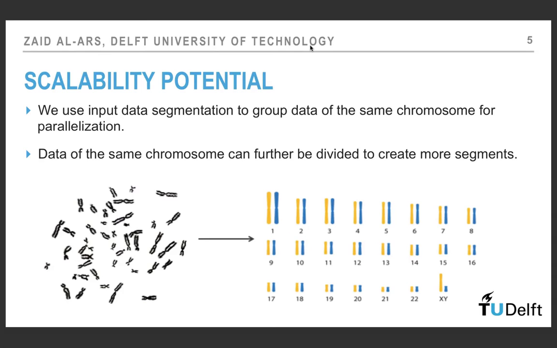And the idea is that we are able to process each one of these chromosomes independently from each other, so in parallel to each other. We also see that some chromosomes are bigger than others, so they contain more DNA data. And we can also subdivide the bigger chromosomes into smaller pieces and execute those also in parallel.